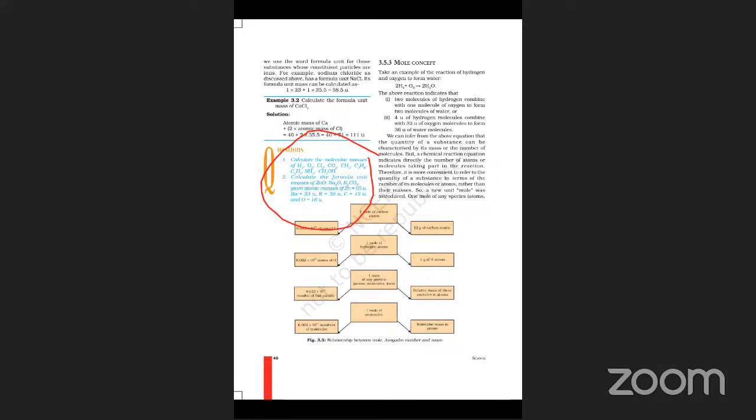Nainika, can you explain the formula unit mass again? Yes, sir. So in the formula unit mass, we have to multiply the charges of the elements with their atomic masses, and then add the two together, and then you will get the answer of the formula unit mass. Excellent.